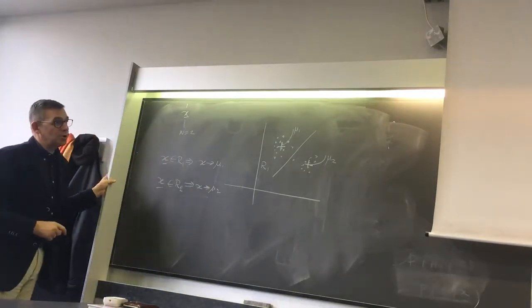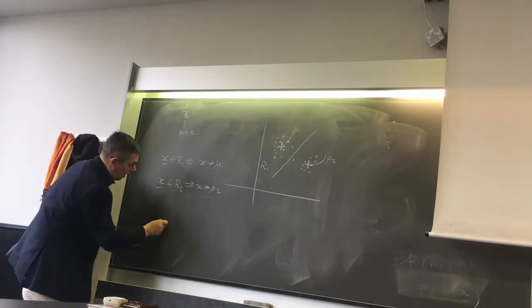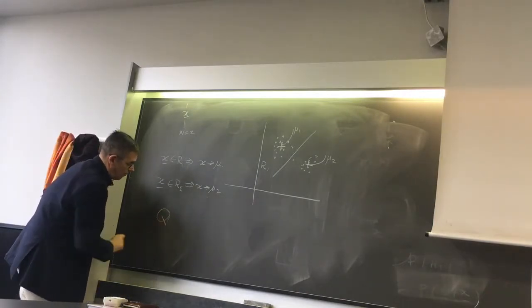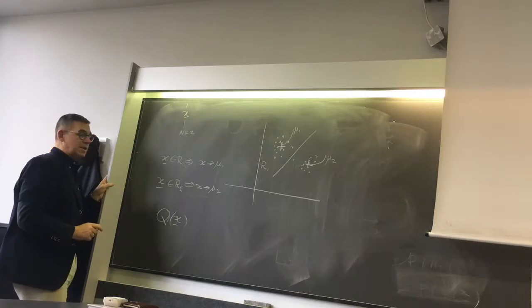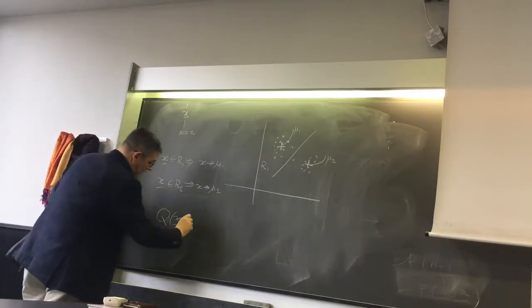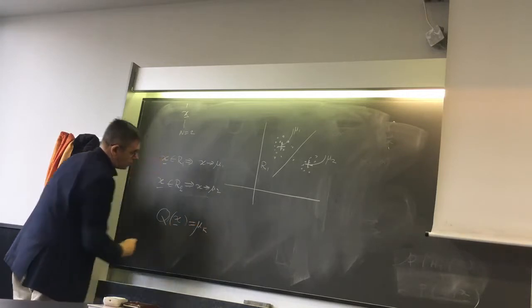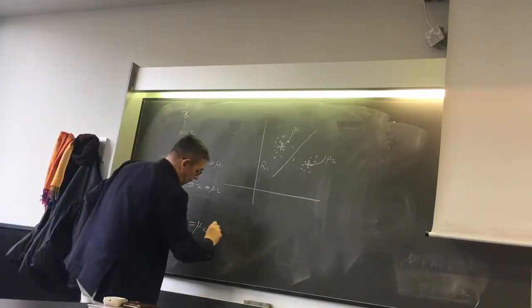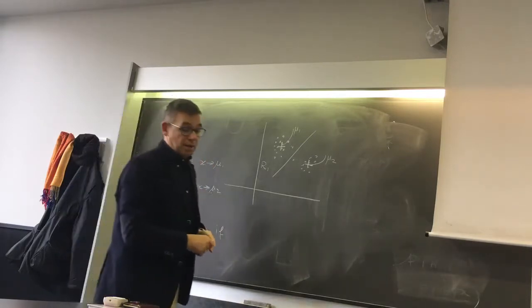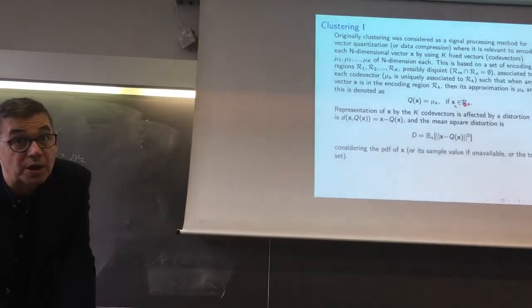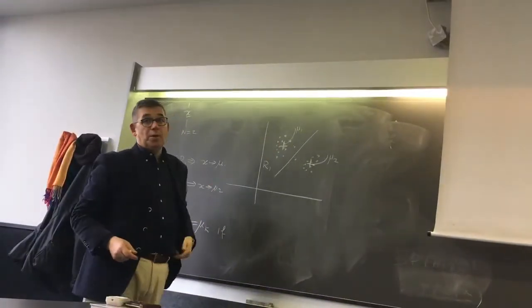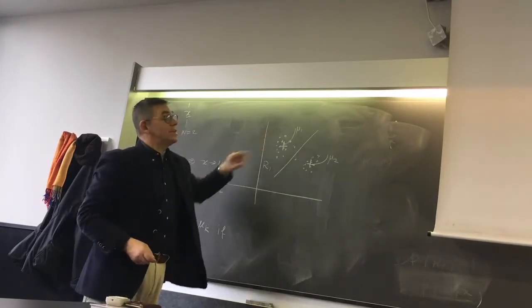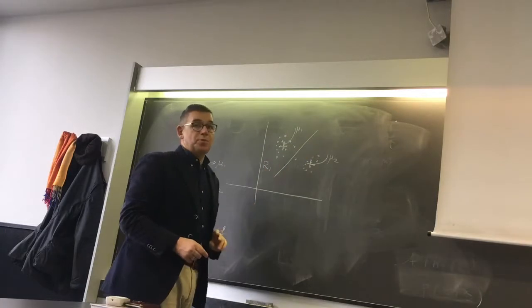But this operation is more general. What I do is a quantization. I take the vector x and I take the quantization of the vector x. I assign it to mu k if x belongs to the region Rk. That means that in order to represent this set of points, rather than representing each individual point, I represent just mu1 and mu2.